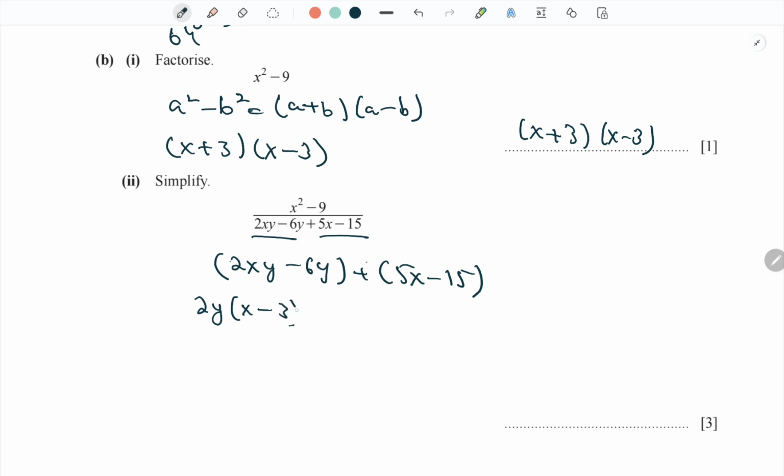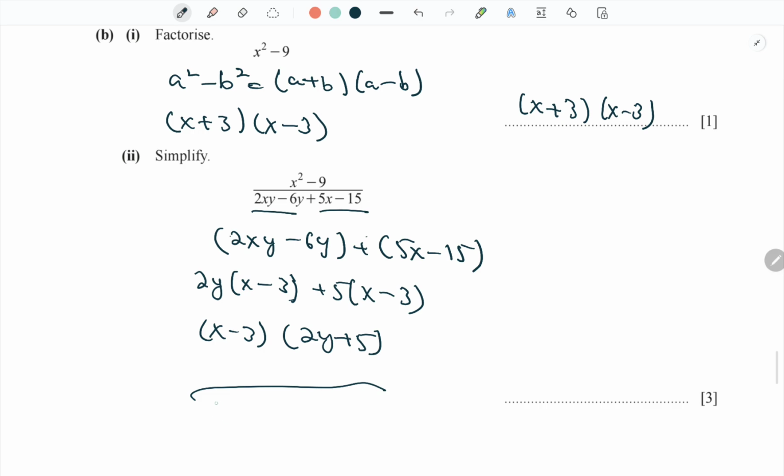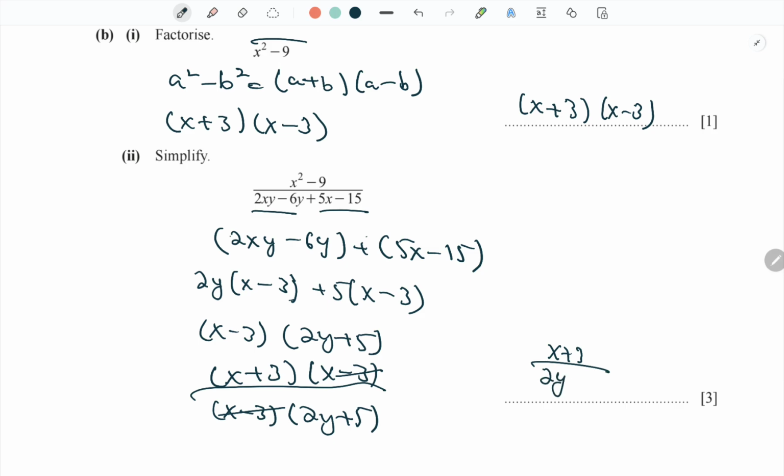Okay, then into the next one we have the 5, then we have the same, x minus 3 is left. Now we have x minus 3 and 2y plus 5. Okay, so this is the denominator, x minus 3 and 2y plus 5. And if you see the numerator, it's the same as the above one, so we just write x plus 3 and x minus 3. So x minus 3 and x minus 3 are cancelled down, so we get the answer, that is x plus 3 over 2y plus 5.